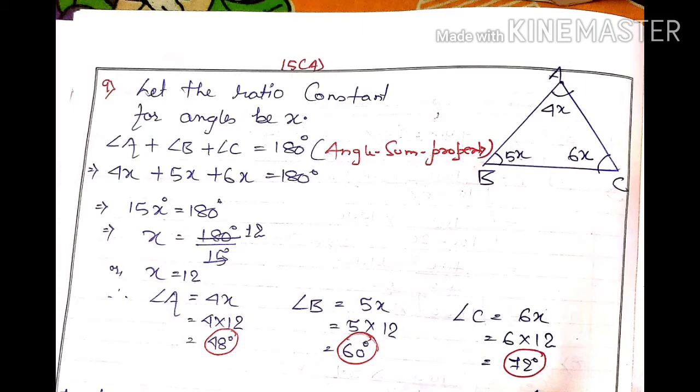x will come 12. Therefore angle A is 4x, which is 48. Angle B is 5x, which means 60. Angle C is 6x, which means 72. Okay, by the angle sum property. Clear? Check the next question.